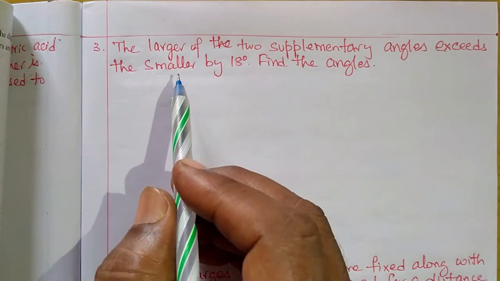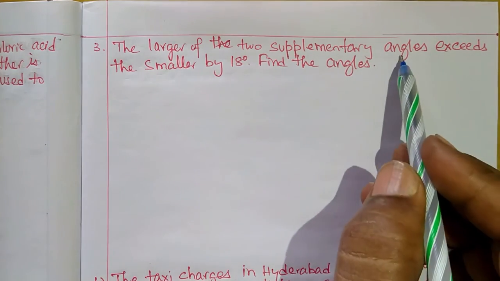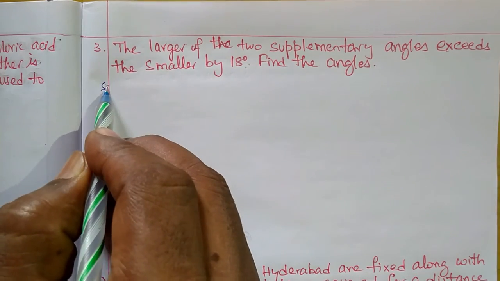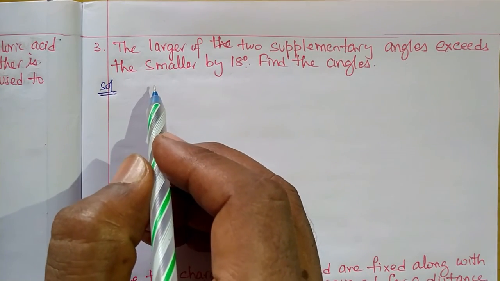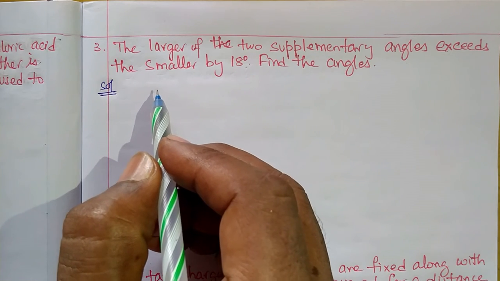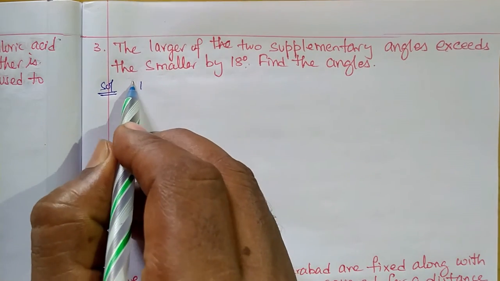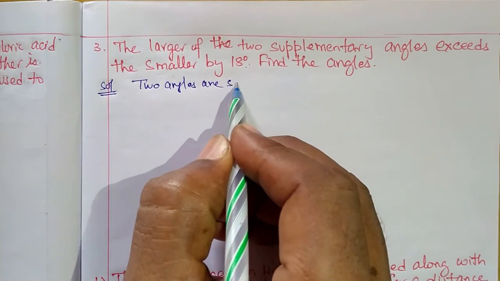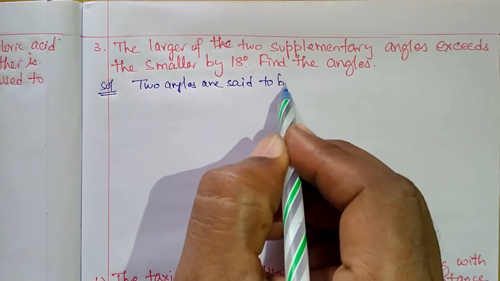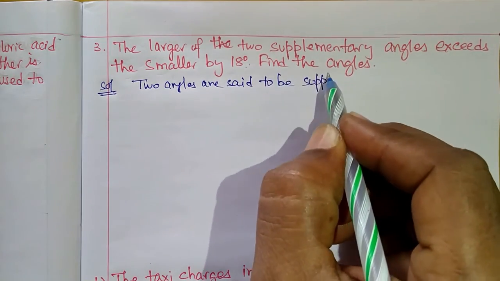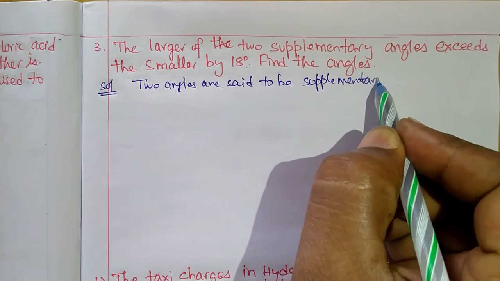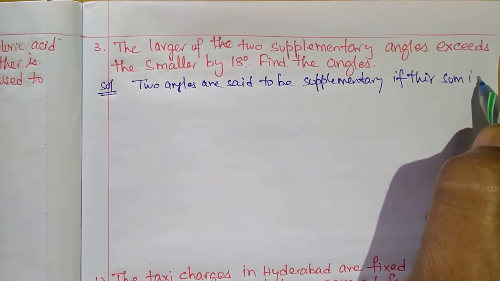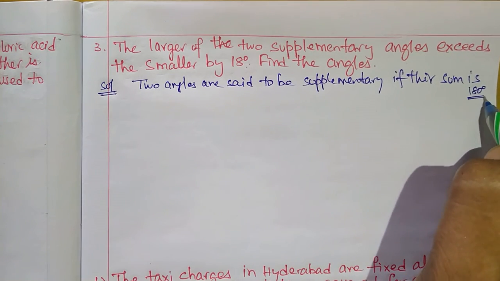You can see what is given here. The larger of the two supplementary angles exceeds the smaller by 18 degrees. What are the angles? So we know that supplementary angles means the sum of the two angles must be equal to what? 180 degrees. So I will write it like this: two angles are said to be supplementary when their sum is how much? 180 degrees.